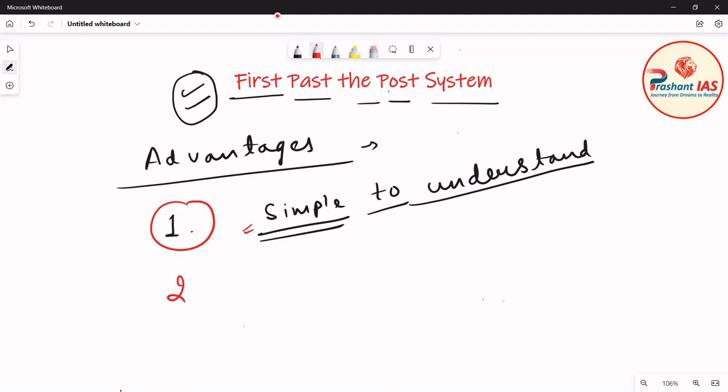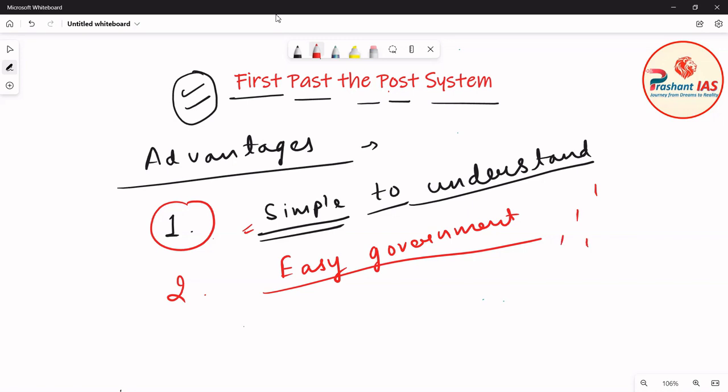Now let's see what the second advantage of the system is. The second advantage is that this system provides an easy government. What does it mean? Here it is very simple to understand how this person has won from this particular constituency. The person getting the majority of votes is the winner.